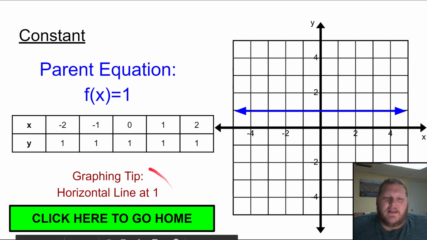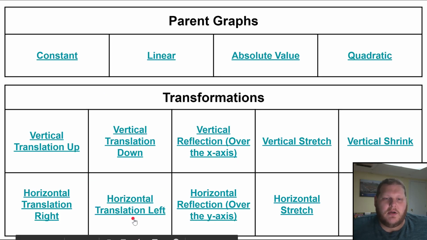Graphing tip here. Again, this is just a horizontal line that starts at +1. So that's how I would graph my constant graph parent function. So we can go ahead and click back here to go home. Let's take a look at our linear function next.